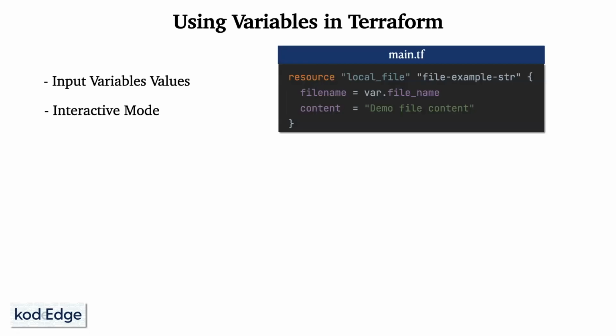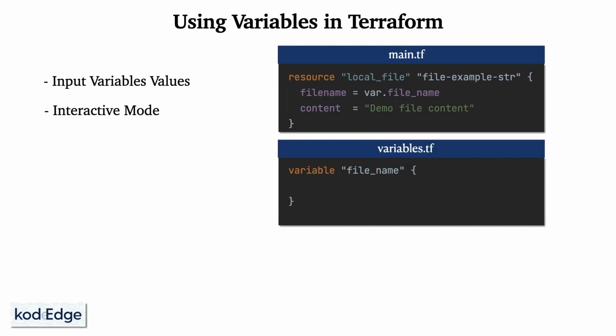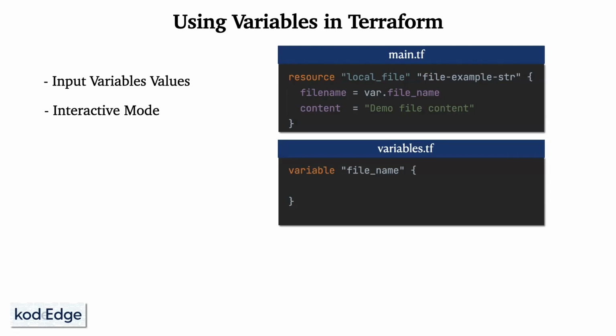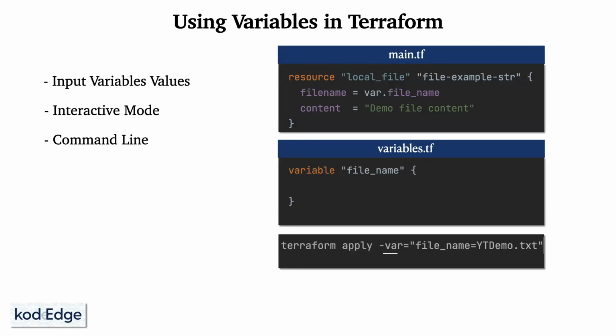So for example, we have defined local file resource like this. Then in the variable block, we have not defined any default argument. So when you run the Terraform apply command, it will prompt you to enter value for the variable. Next is using command line. For command line option, you can make use of var option when running Terraform plan or Terraform apply command with variable name equal to value like this.